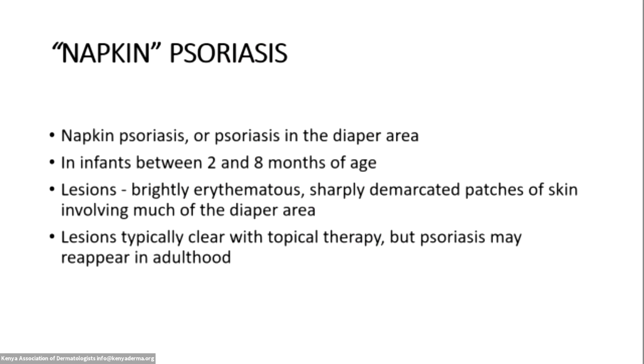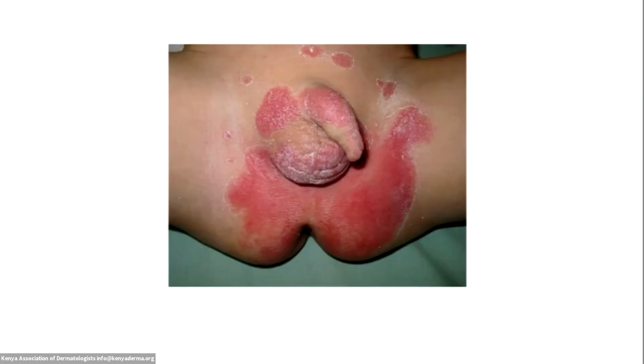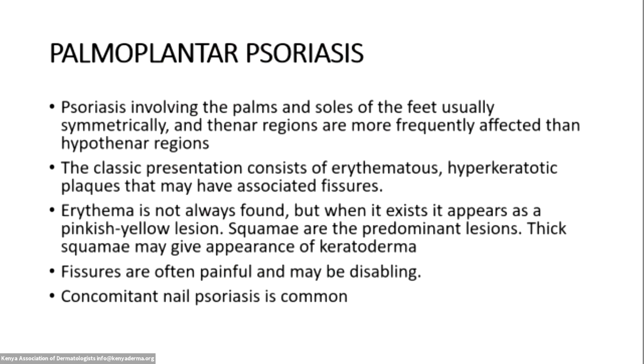And the lesions are brightly erythematous. They involve the diaper region. Tends to clear with topical therapy. However, some of the infants have psoriasis reappearing later in adulthood. That's an image showing the red erythematous plaques in the diaper region.